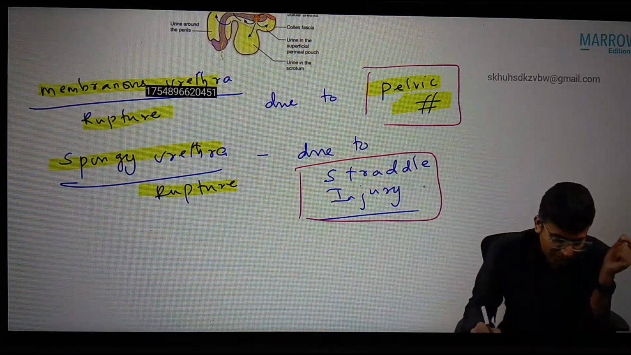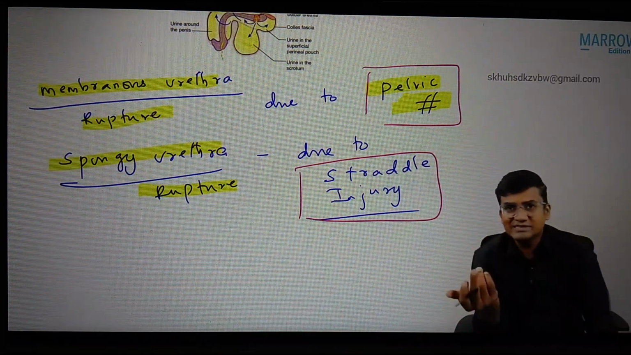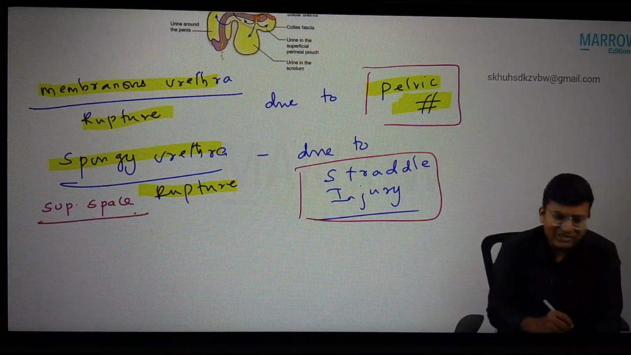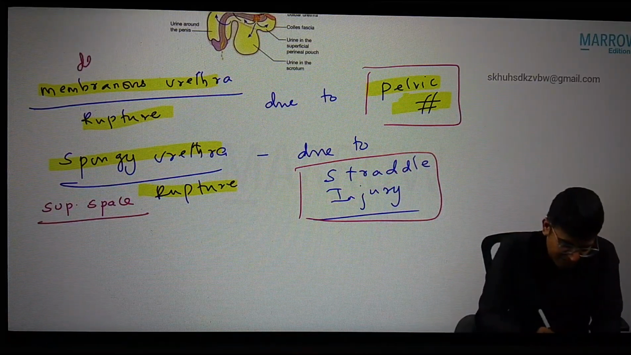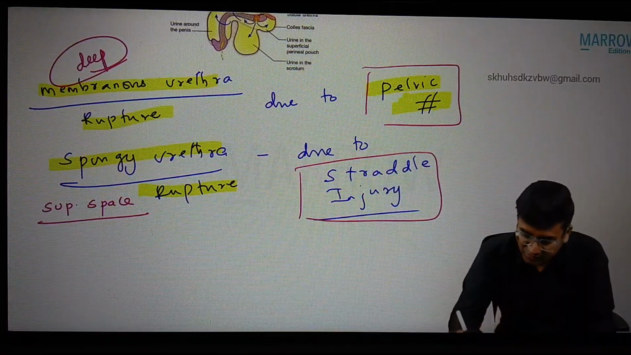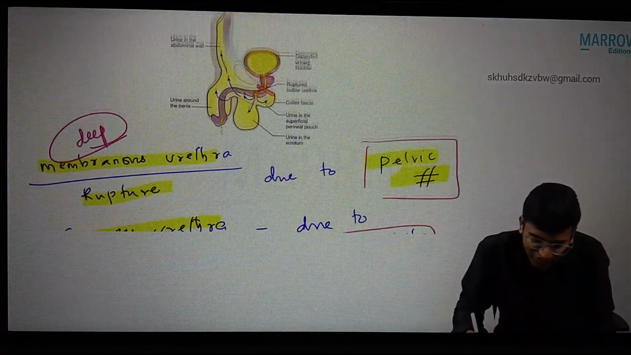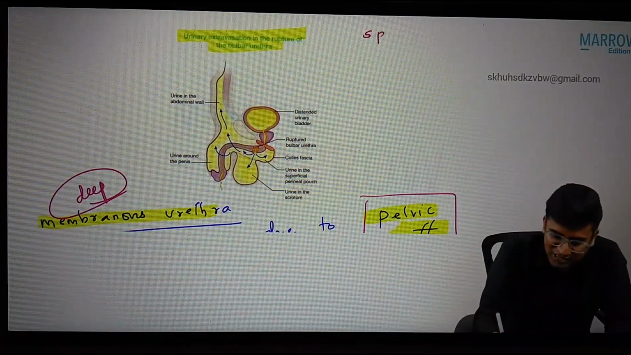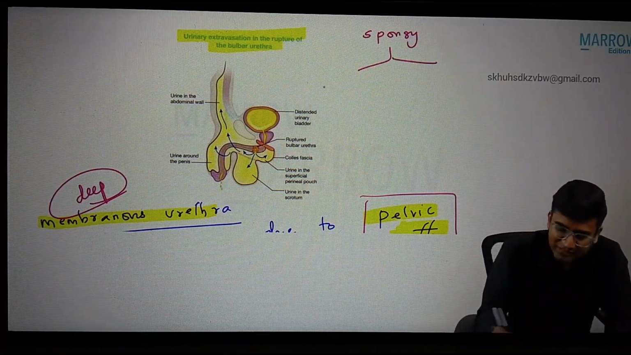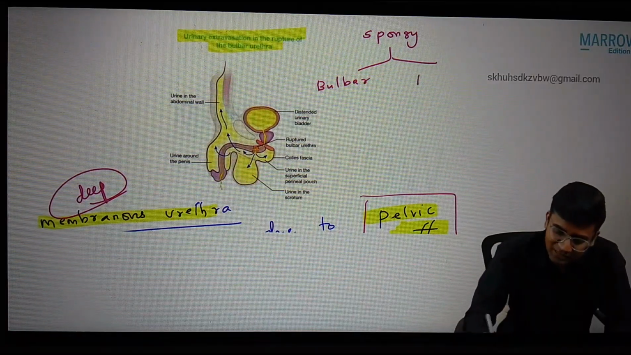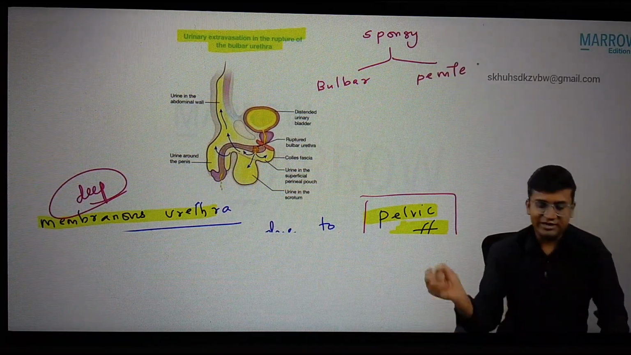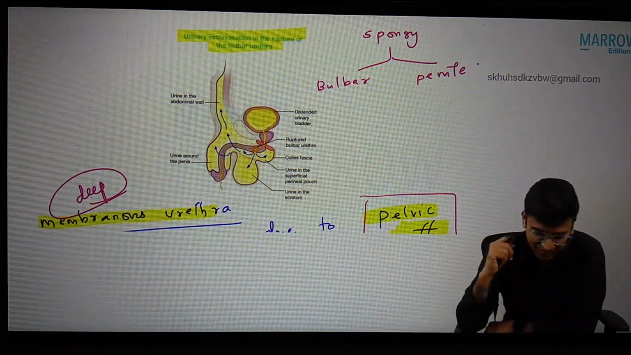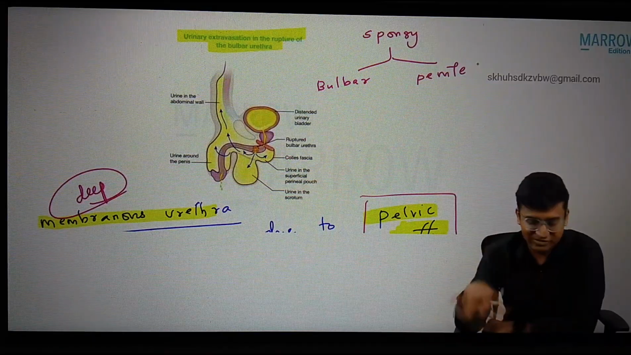Fine. Now, the spongy urethra, it is a content of which space? Superficial space. Membranous urethra is a content of deep space. Fine. Now, what are the areas the urine extravasates in the case of rupture of spongy urethra? See, spongy urethra, that is the one divided into bulbar urethra and the penile urethra. So now, in the rupture of spongy urethra, what are the areas the urine extravasates?